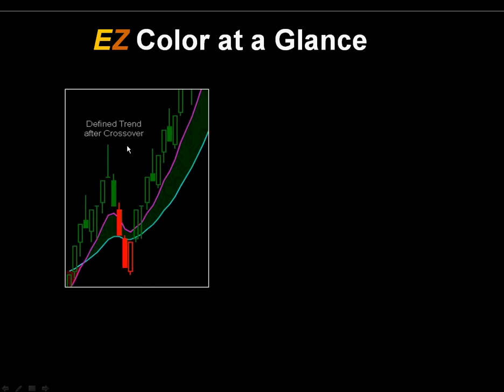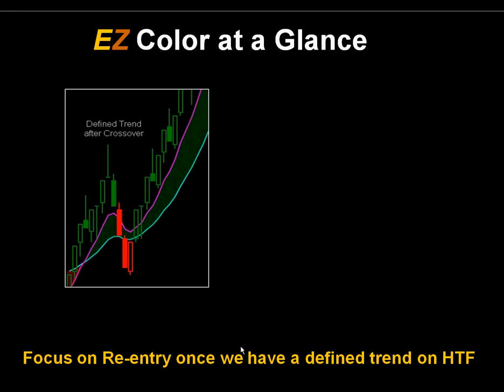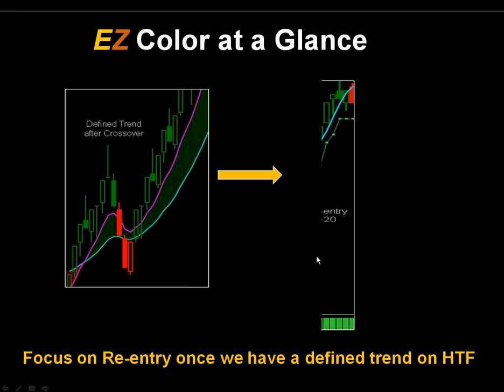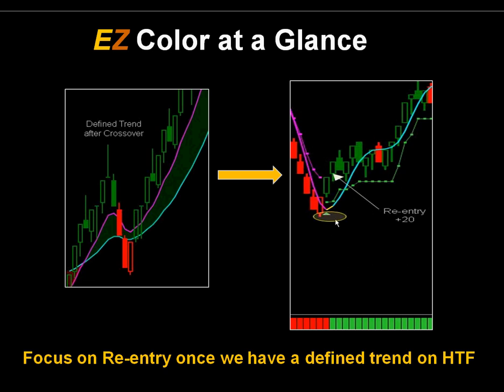After going through the first setup, anticipation of moving average crossover, after the crossover, we have a defined trend. So this is our second setup. Focus on re-entry once we have a defined trend on the higher time frame. So for this one, we will focus on long opportunity. Same thing we'll be looking for on the 5 range. We know that we have a defined uptrend, so we'll be only considering going long.